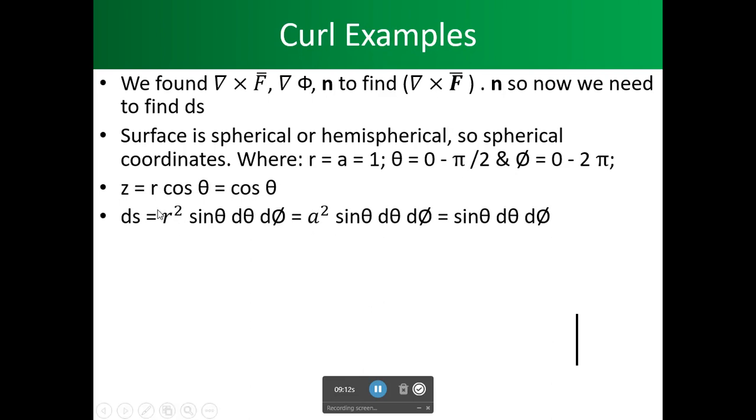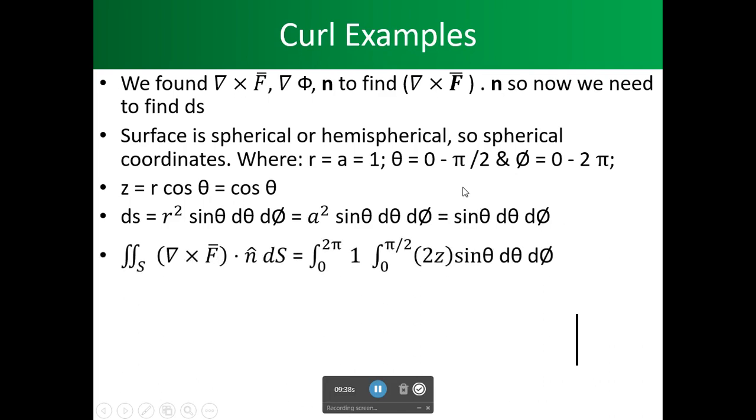So dS is equal to r squared sine of theta d theta d phi, which equals a squared times the sine of theta d theta d phi. Since a is 1, that just gives us the sine of theta d theta d phi.